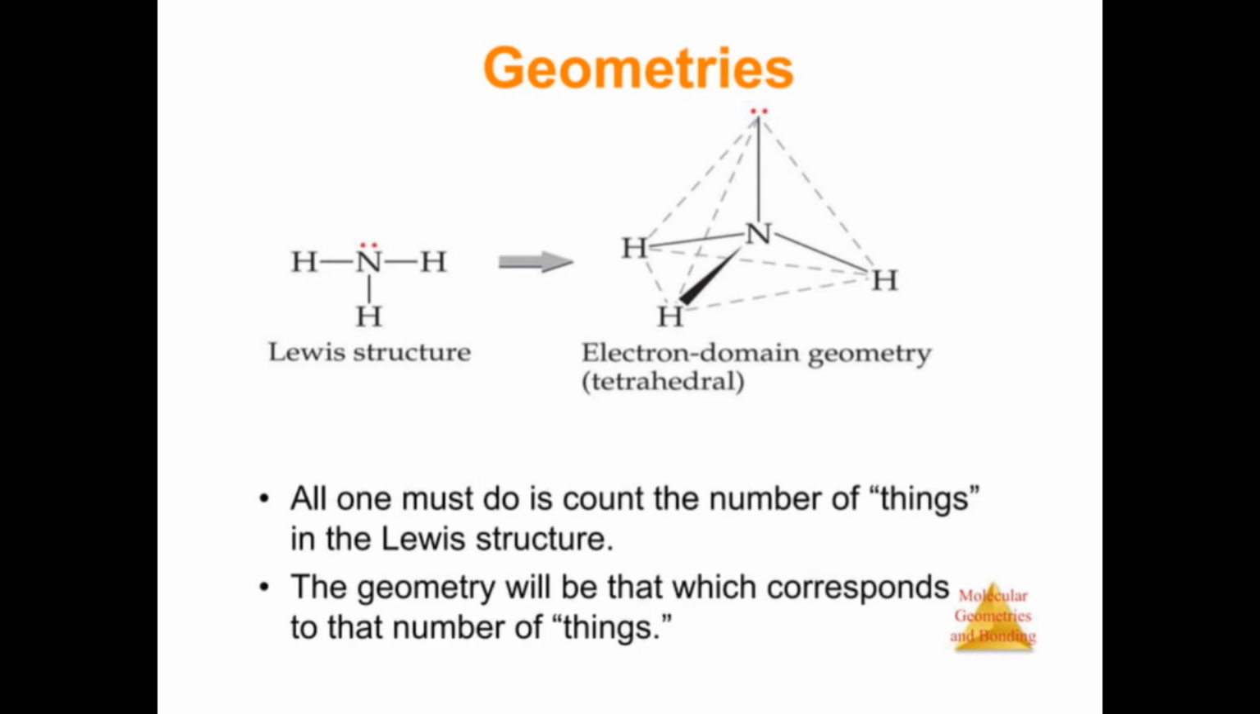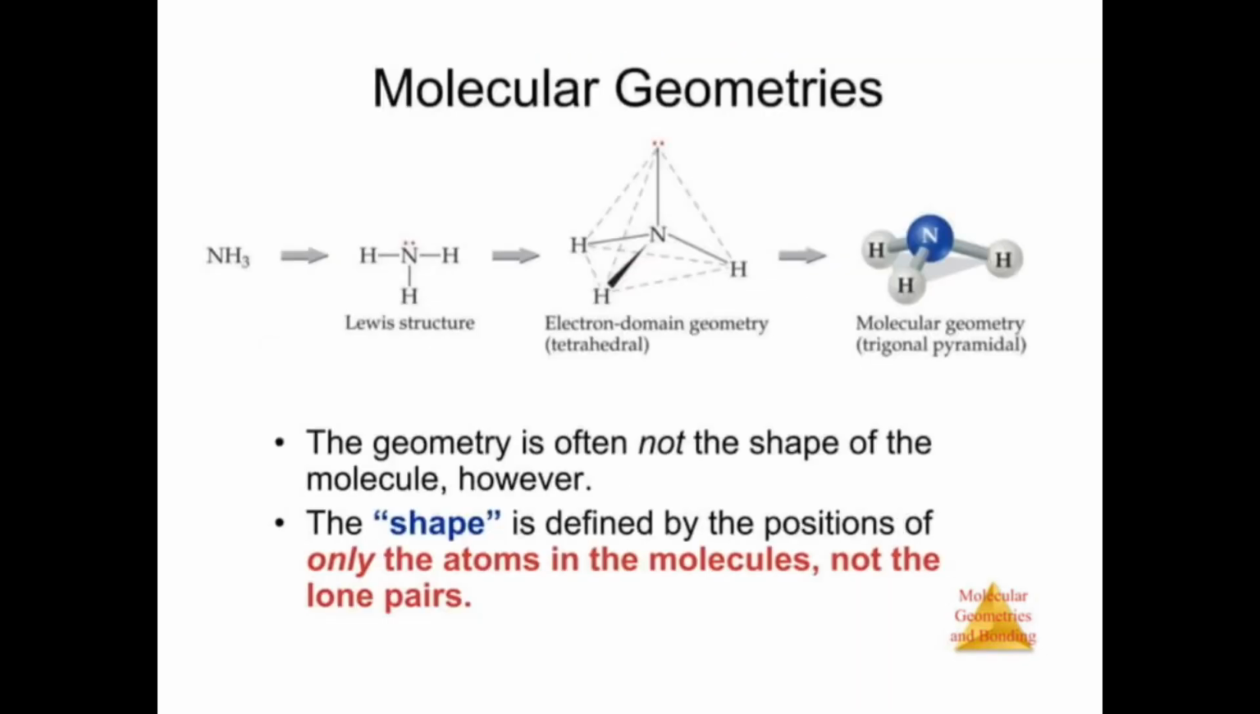All we must do is to count the number of things in this Lewis structure. The number of things here is 1, 2, 3, and 4. We have counted it. So the number of things will determine the geometry. In this case, let's look at the electron domain geometry and the molecular geometry. Like I've said, we could have molecular geometry and electron geometry. You have ammonia. This is the Lewis structure, this is the electron domain geometry, and this is the molecular geometry.